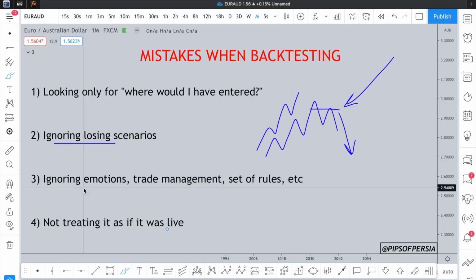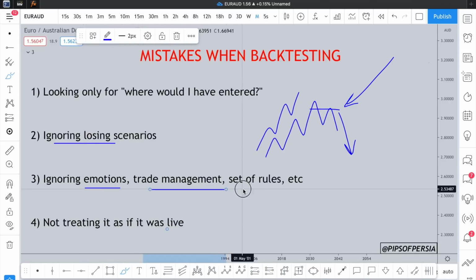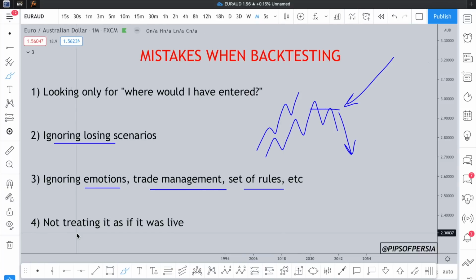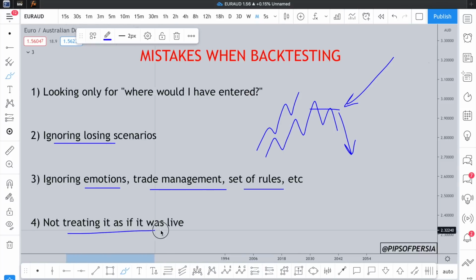Another very common mistake when backtesting is people ignoring their emotions and their trade management rules. Naturally, when you're analyzing the live charts and about to execute trades on your live account, you are going to make emotional based decisions unless you've worked on your trading psychology. But when it comes to backtesting, there's no emotions because you're going back in the charts, you're seeing stuff that's already happened, and you ignore those emotions that in reality, when you were trading live, might have actually affected your judgment.